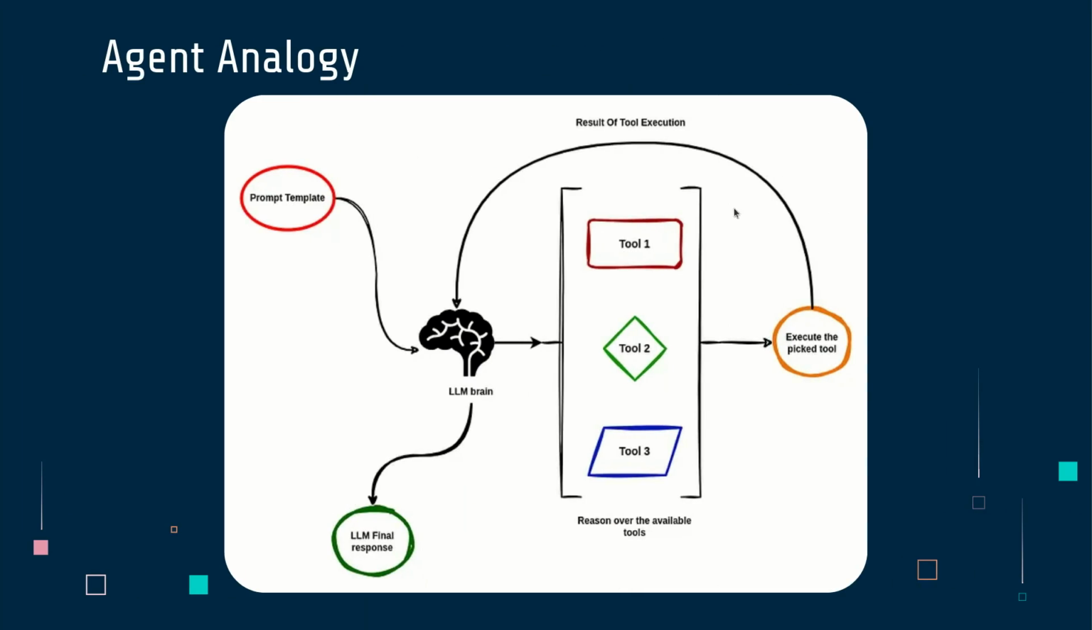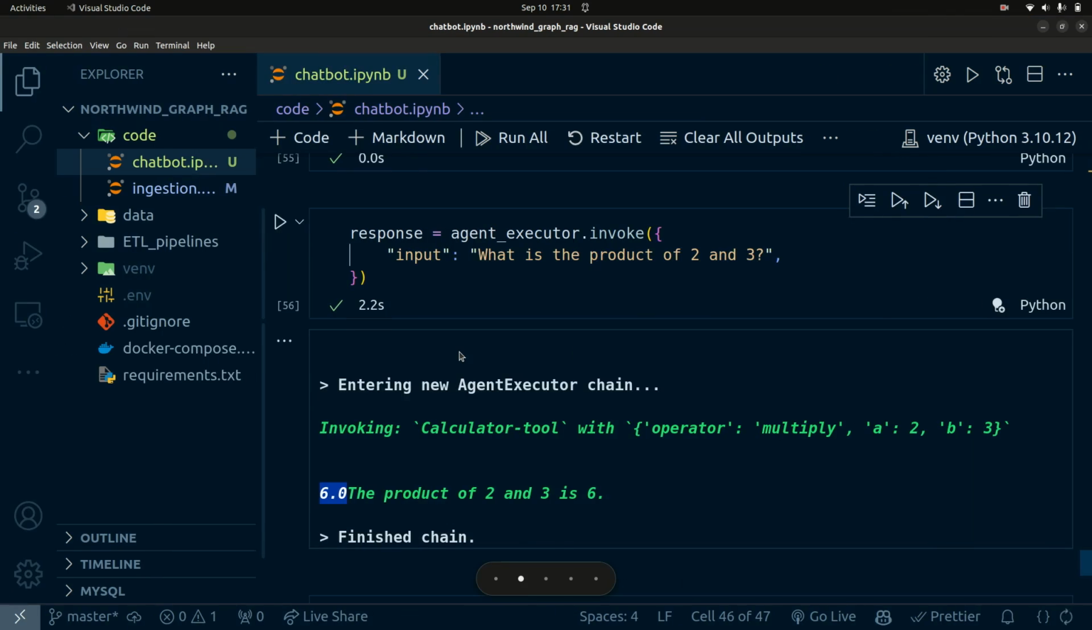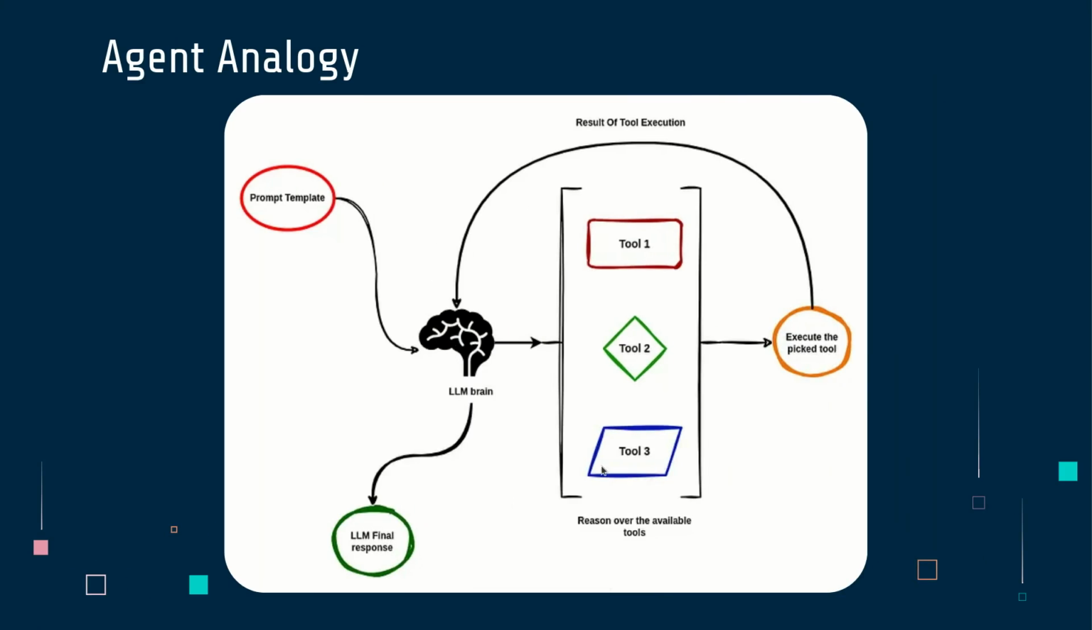So 6 gets passed back to the LLM itself. So 6 gets passed back and the LLM generates an answer: the product of 2 and 3 is 6. So it goes ahead and responds to the user based on the output of the tool that was executed.